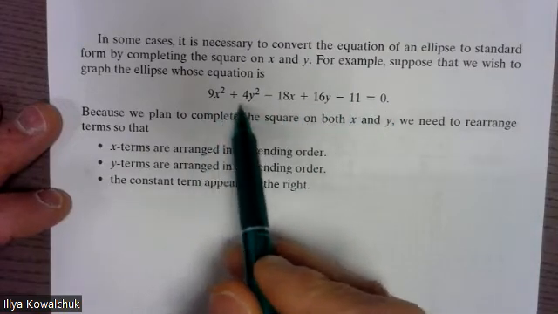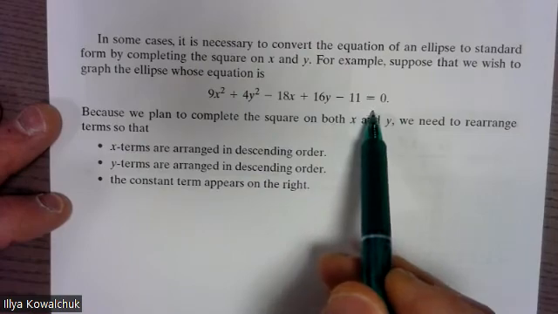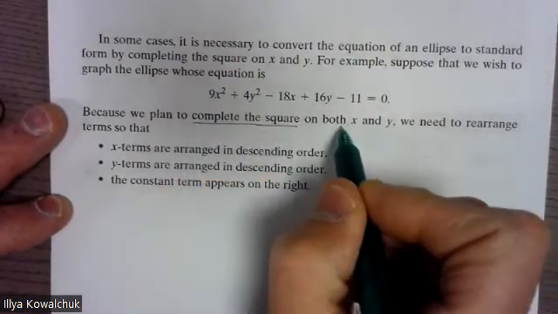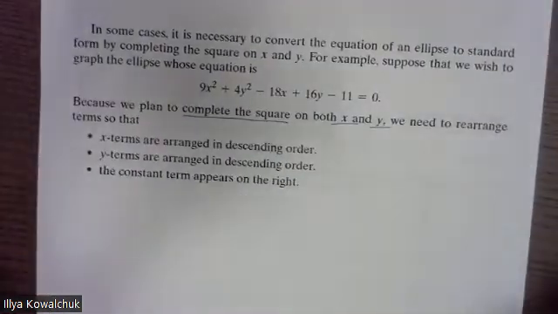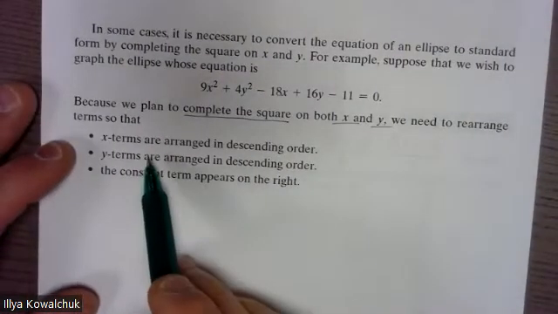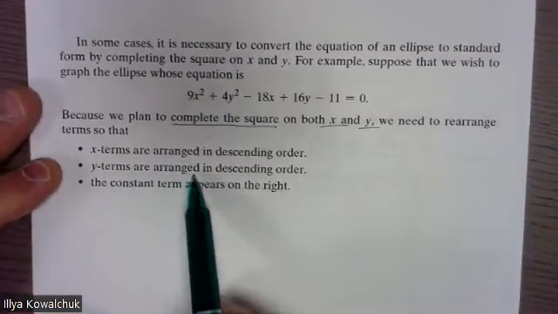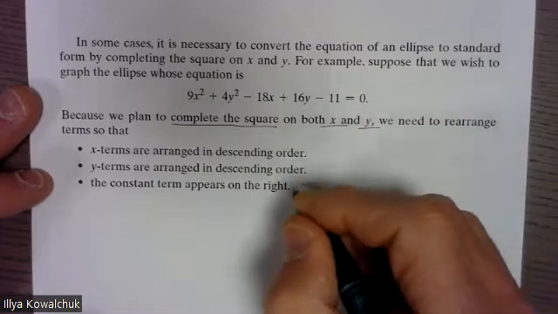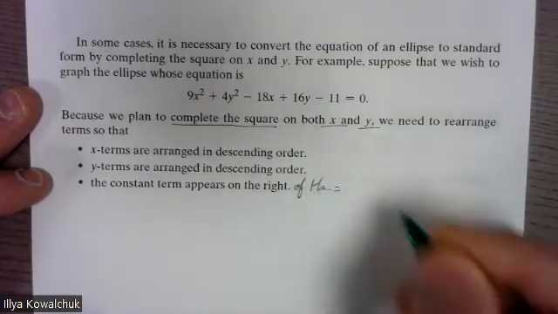it's an ellipse, but it doesn't look like the equation of an ellipse. So what we're going to do is we need to complete the square on both x and y. So we're going to have to rearrange our terms so that the x terms are arranged in descending order, the y terms are arranged in descending order, and the constant term appears on the right. When it says on the right, what it means is on the right of the equal sign.